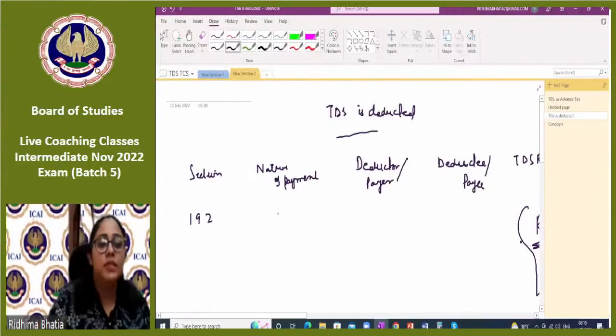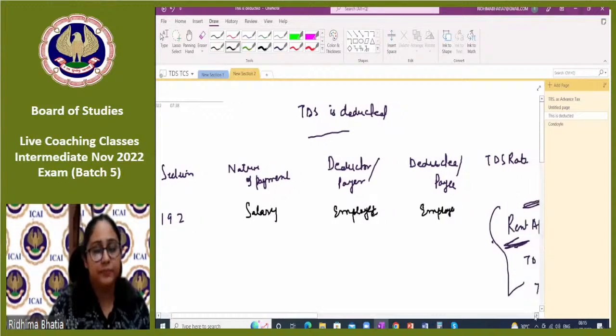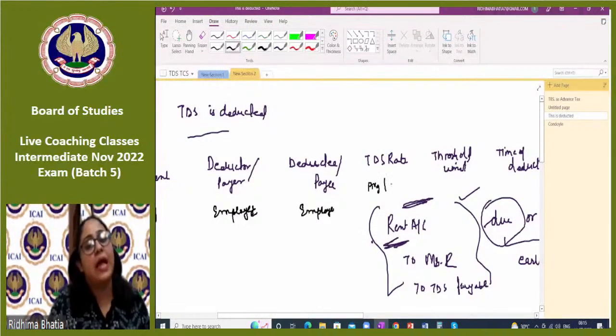What is the nature of payment? Salary. Who is the deductor? Employer. Who is the deductee? Employee. What is the TDS rate? Average tax rate, or the average tax computed as per the computation. Okay. Threshold limit: when the salary crosses the basic exemption limit.